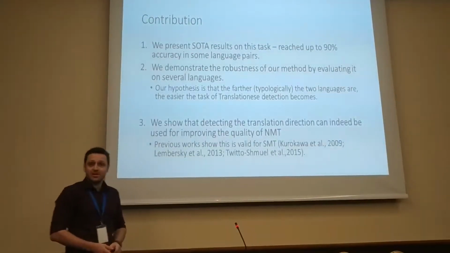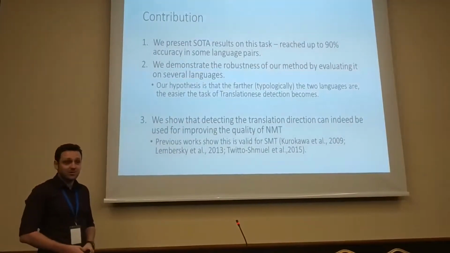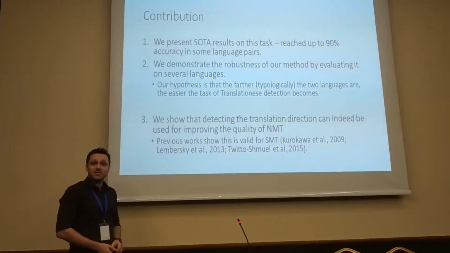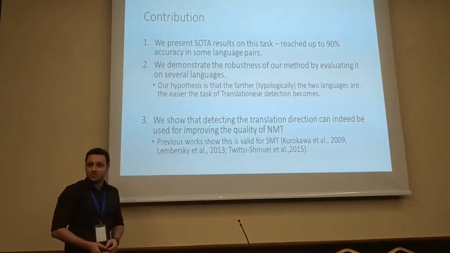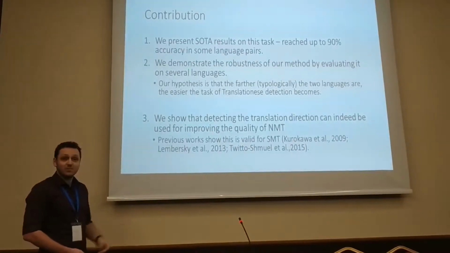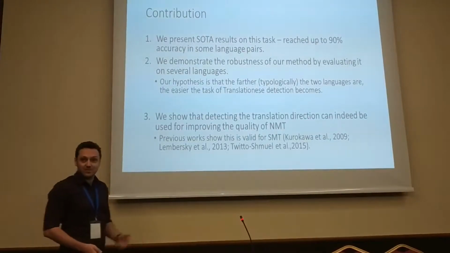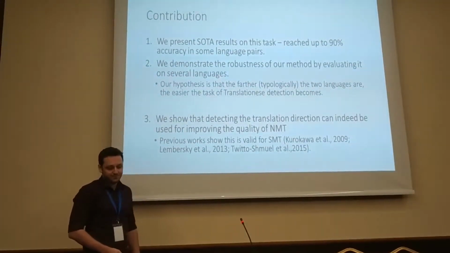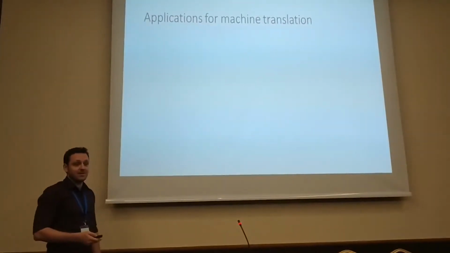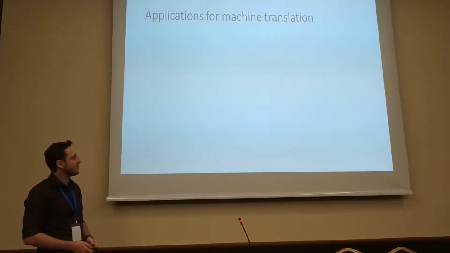And the third one is more practical. We show that if we take into account the direction of the translation, we can improve machine translation systems. Previous works show that this is valid only for statistical machine translation. In our work, we show this is valid also for neural machine translation, meaning neural machine translation doesn't overcome those differences between translated and original text. Now let's focus on the last one and show how we show the improvement in machine translation.